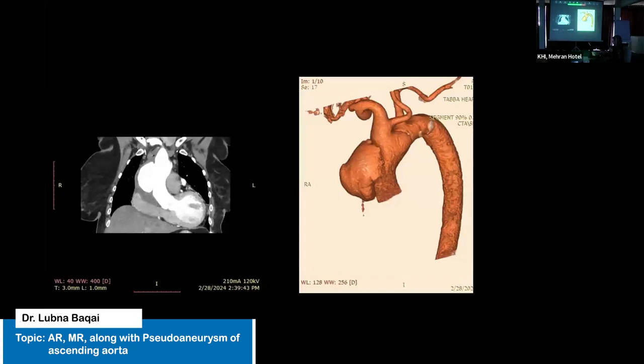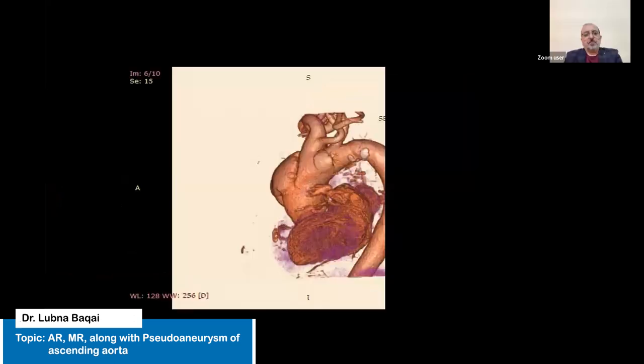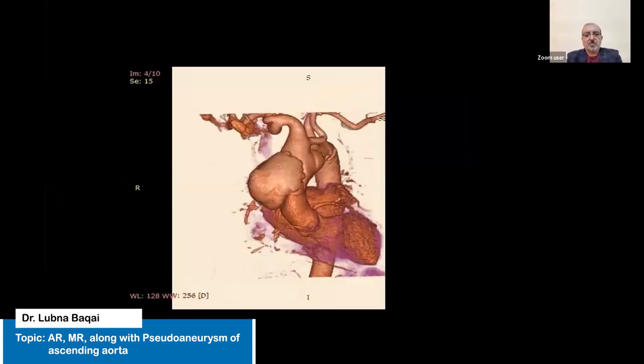In the ascending aorta, there is a large outpouching, likely a pseudoaneurysm. It is a contained rupture of the ascending aorta. That was not very clear on the transthoracic echo. On the 3-dimensional echo, you can see there is a clear outpouching of the ascending aorta. This is a moving 3-dimensional view.